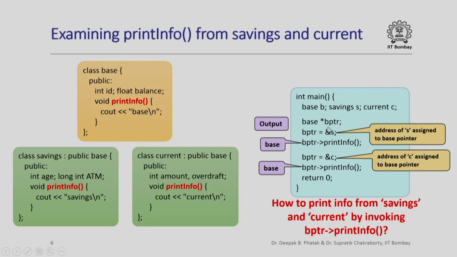And in such cases, this question is very relevant, that I want to call printinfo of the class depending on whether the address of S got assigned to BPTR or the address of C got assigned to BPTR. If the address of S got assigned to BPTR, I want to call printinfo of the savings class, otherwise I want to call printinfo of the current class. So the question is, how do we do this in C++?